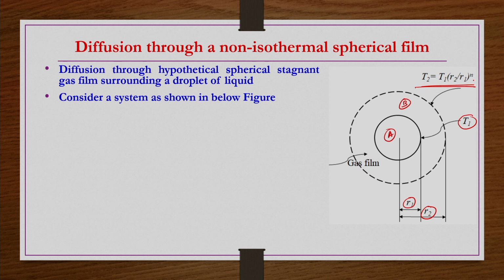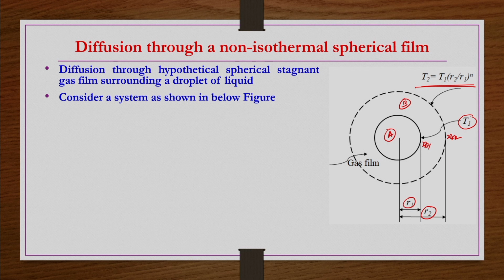n. So, now the component concentration XA is XA1 at r equals R1, and the component A concentration is XA2 at r equals R2.